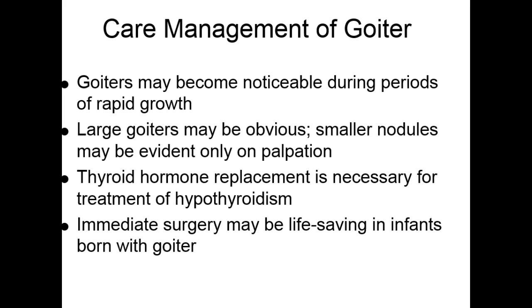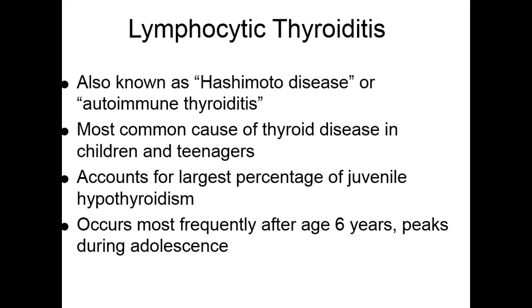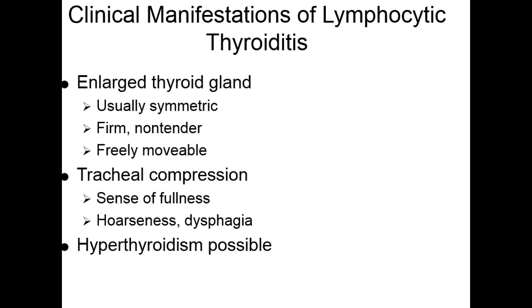And usually immediate surgery may be life-saving in infants born with goiter, and sometimes that does happen. Lymphocytic thyroiditis. This is also known as Hashimoto's disease or autoimmune thyroiditis. This is the most common cause of thyroid disease in children and teenagers. It accounts for the largest percentage of juvenile hypothyroidism, and it usually occurs frequently after age 6 and then peaks during adolescence. Clinical manifestations include enlarged thyroid glands, usually firm, non-tender, freely movable.